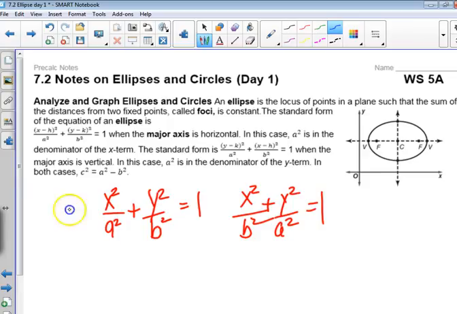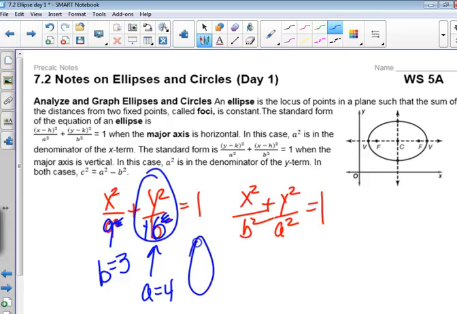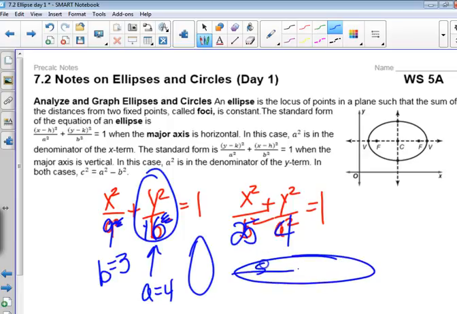So if this was a 9, well, let's say, it's already squared, okay? And this was a 16, the bigger number here, A squared, would be 16, so A would be 4, and B would be 3. Do you see the difference here? This would be longer in the Y direction, so it's going to look like this. When you put a bigger number under the X, like if this was 25 and the smaller number under the Y was 4, that one would be longer, 5 units out this way and 2 units up and down this way.